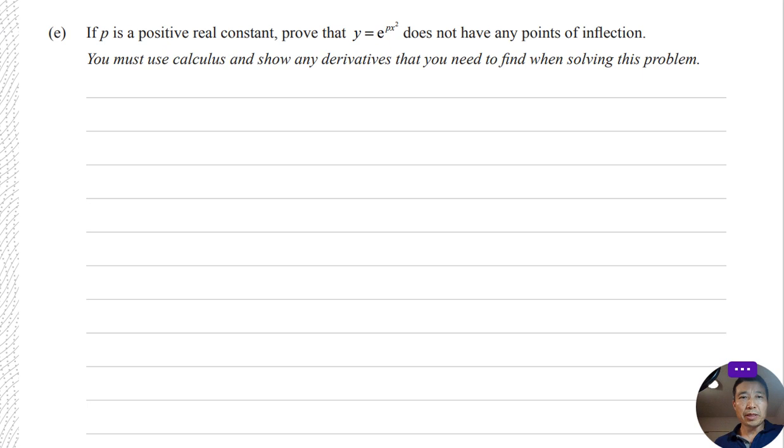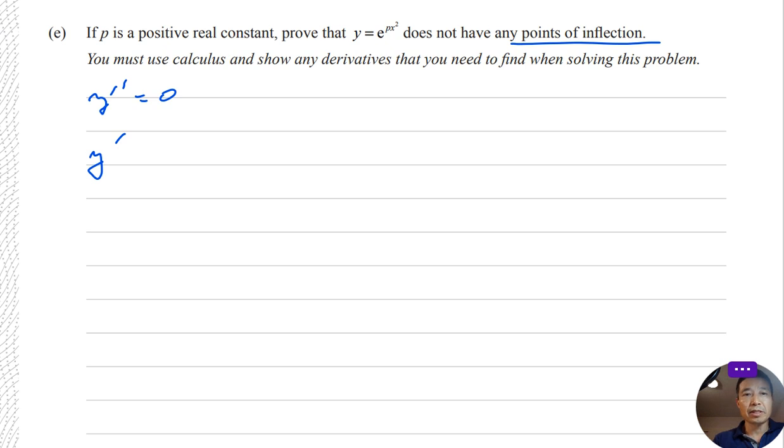Right. So if p is a positive real constant, prove that y equals e to the power of px squared does not have any points of inflection. So the keyword is points of inflection, isn't it? To do that, you should know second derivative equals 0. Okay, so we have to prove that.